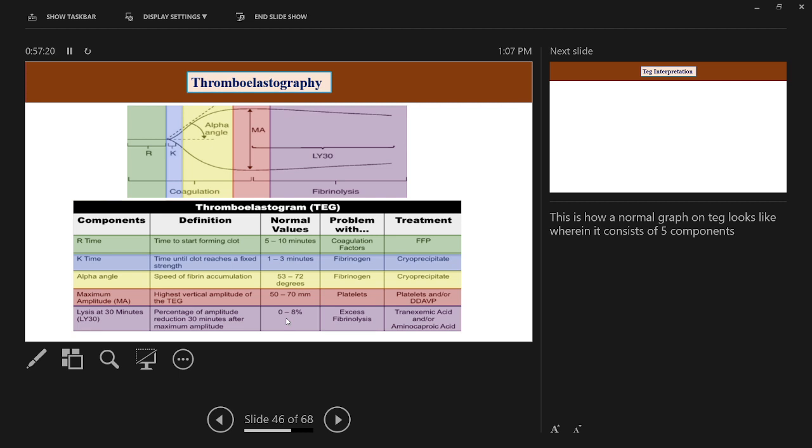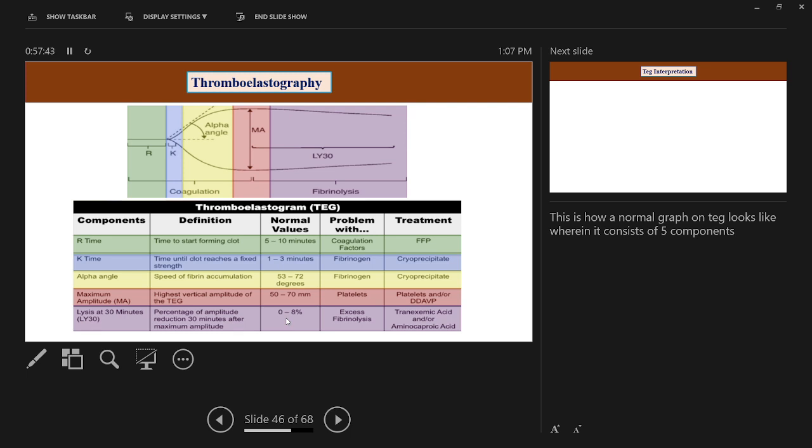So this is the R time. R time is the time to start forming the clot, and the normal value is 5 to 10 minutes. The problem is with coagulation factors. K time is the time until the clot reaches a fixed strength. Since fibrinogen comes in the later part of the coagulation pathway, a primary fibrinogen deficiency will cause a prolongation in the K time.